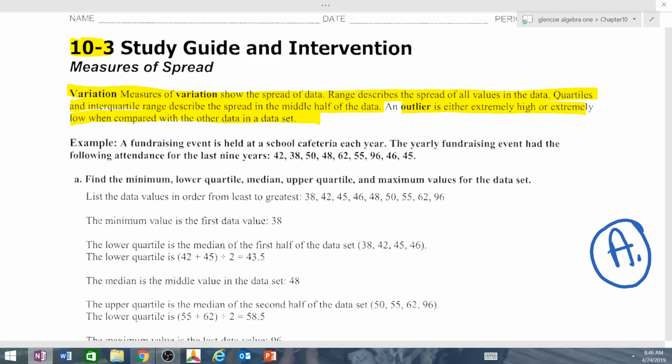So let me give you an example. There was one test where I had people make 100, and I had lots of A's, B's, and C's, and then I had somebody make like a 36. So that would be an outlier. That is an extremely, extremely low value. And if you think about it, that's going to really throw off my average, because that 36 is going to pull it down.